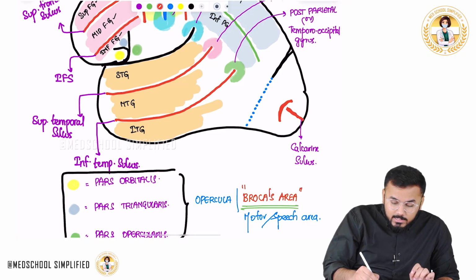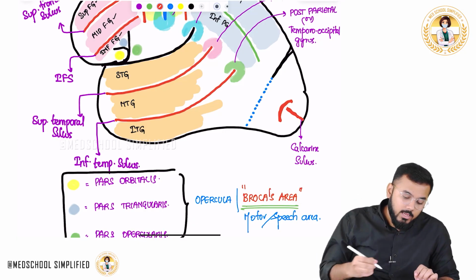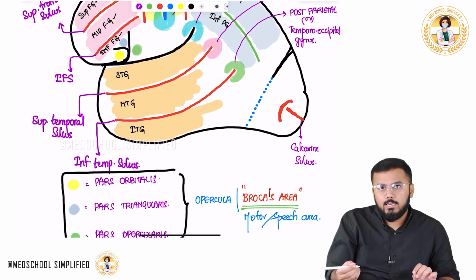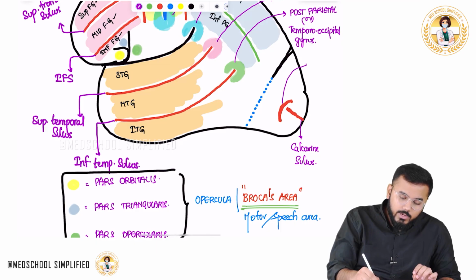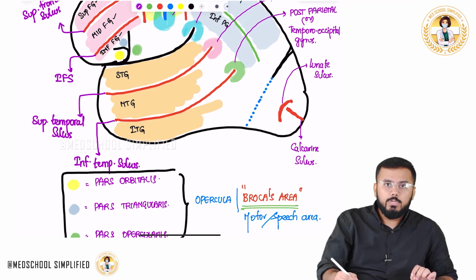Just above this calcarine sulcus, there is another sulcus in this way. Isn't it half moon shaped? If anything is in the form of a half moon, can I call it a lunate sulcus? So this sulcus over here is called the lunate sulcus.